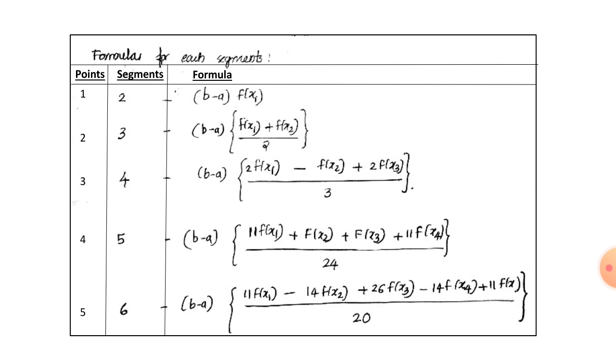So in case of 6 segments, in the formula we have to make a small change, that is 11f of x1 minus 14f of x2 plus 26f of x3 minus 14f of x4 plus 11f of x5. Okay, so I forgot to put x5 there, so you have to correct it. 11f of x5 divided by 20.